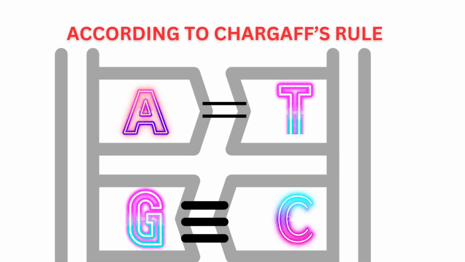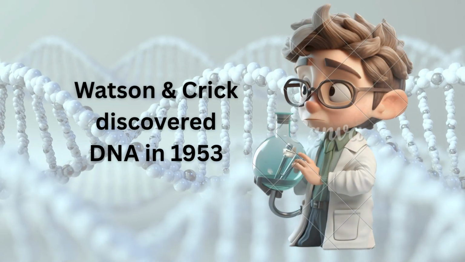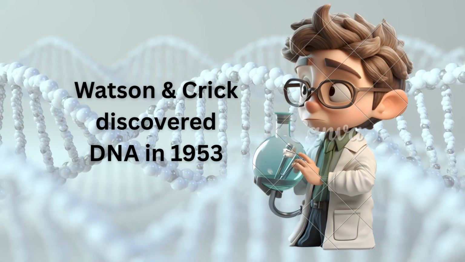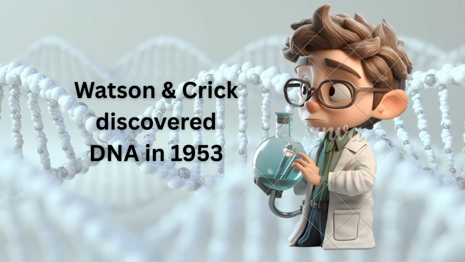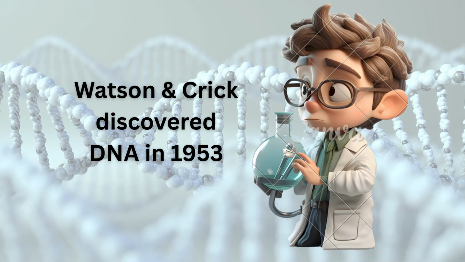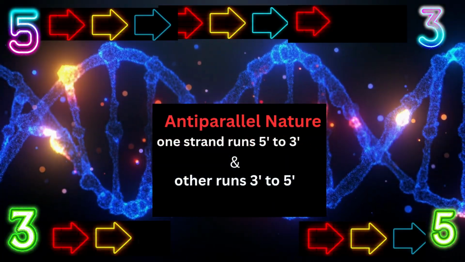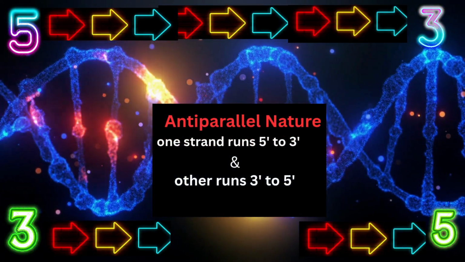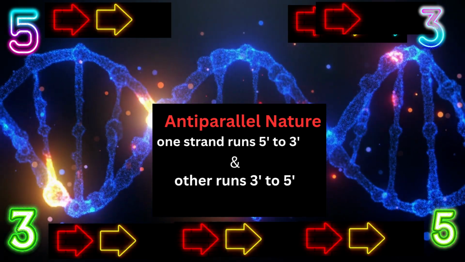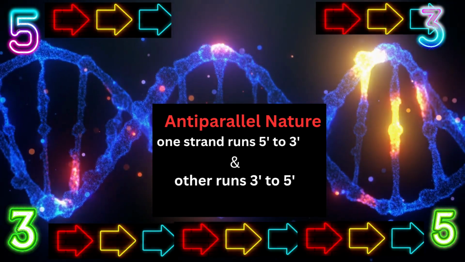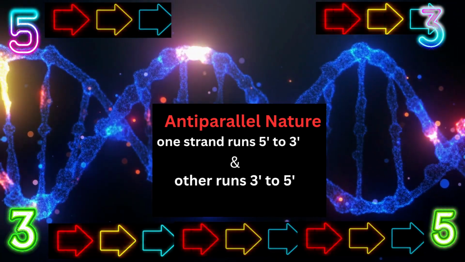Now, according to Chargaff's rule, adenine equals thymine and guanine equals cytosine. The DNA double helix was discovered by James Watson and Francis Crick in 1953. It looks like a twisted ladder. The two strands run in opposite directions. This is called antiparallel nature. One strand runs 5' to 3' and the other 3' to 5'.